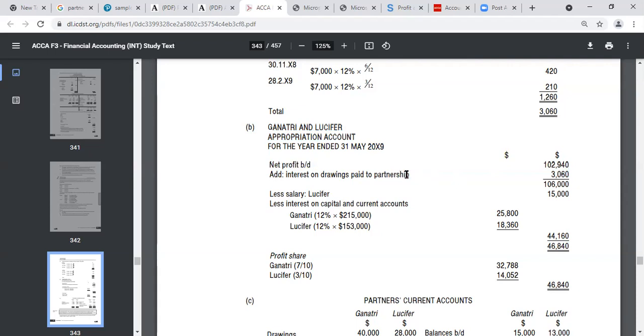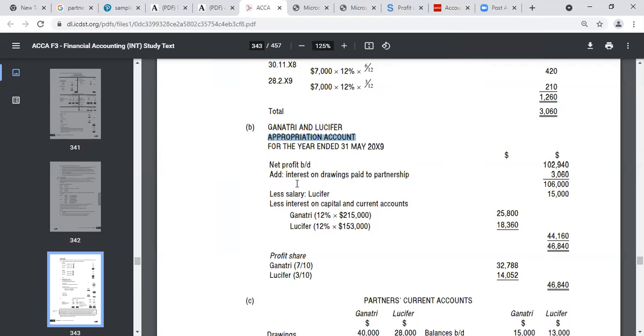So we add our interest on drawings. The reason why we add interest on drawings paid to the partnership is that it increases the returns to the company. Remember, this interest on drawings is being charged to who? To the partners. For what? For the money they actually took out of the business. So it's like an additional income, but this is only reflected in the appropriation account. So just know that the net profit that has been brought here does not include this interest, so we do all this within the appropriation account.